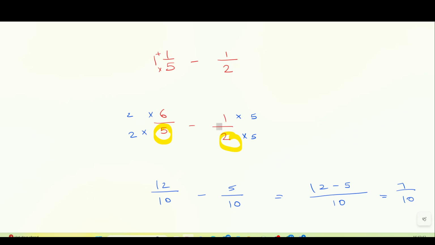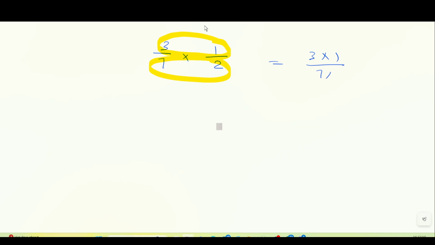Okay, so this is another type of question, and all of these questions are very, very important. These are previous year question papers. So this is how we add and subtract. Now to multiply two fractions, the rule is different. Just multiply the top numbers and the bottom numbers. Numerator with numerator, 3 times 1, and 7 times 2. This is even easier than addition. 3 times 1 is 3, 7 times 2 is 14, and that's our answer. Okay.